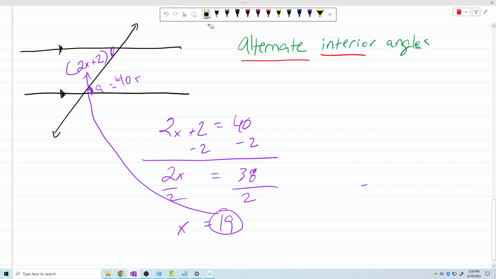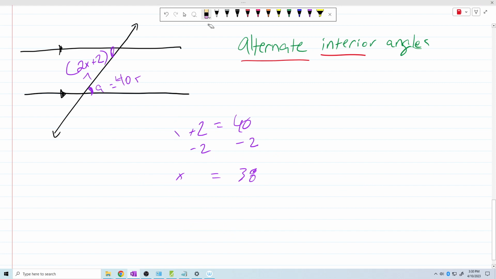I've got to double check this a little bit, but you get the idea, right? It's very similar to the vertical angles that we just talked about.